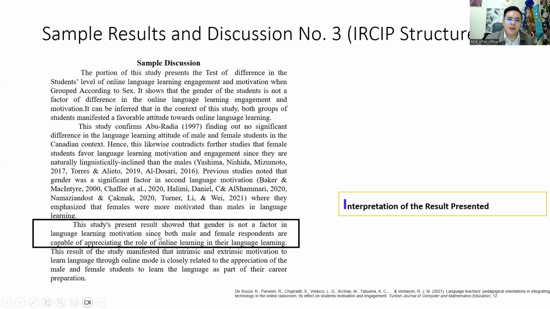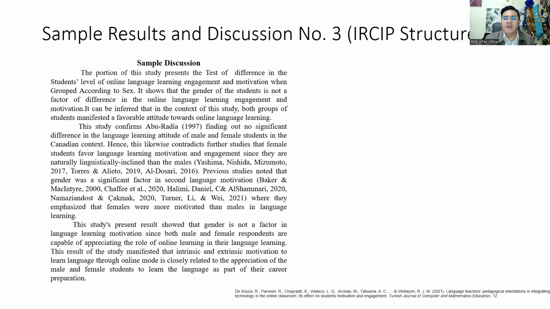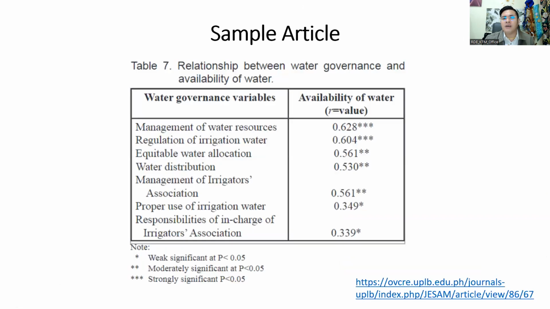The study presented also showed that gender is not a factor of language learning, since both male and female students are capable of appreciating the role of online learning in language learning. And of course, the practical implication of the results manifested the intrinsic and extrinsic motivation to learn language through the online mode is clearly related to appreciation of the male and female students to learn the language as part of their career and preparation. So that is the IRCIP structure.